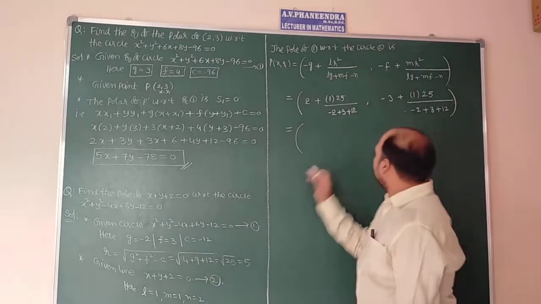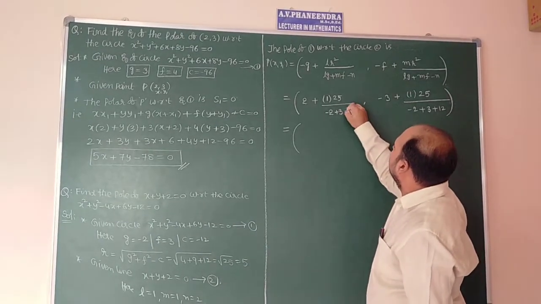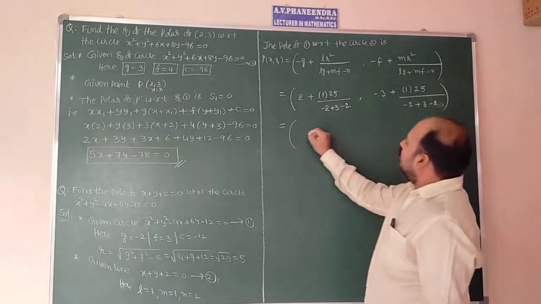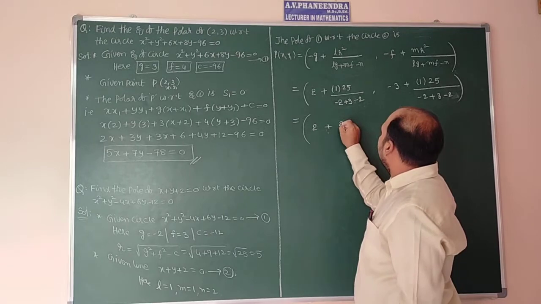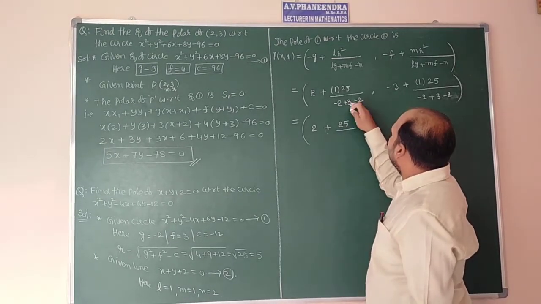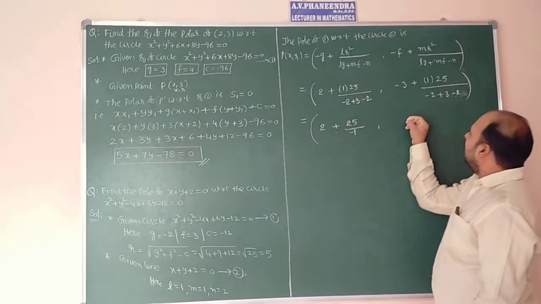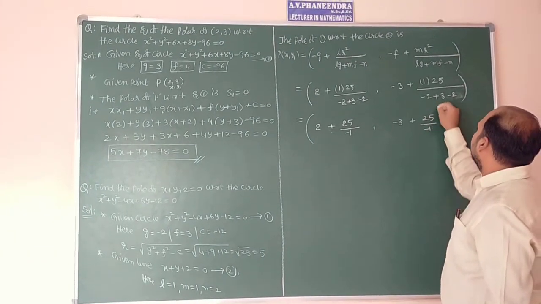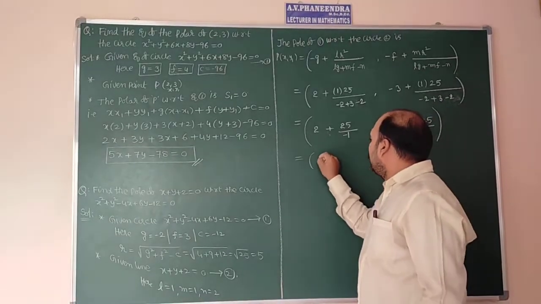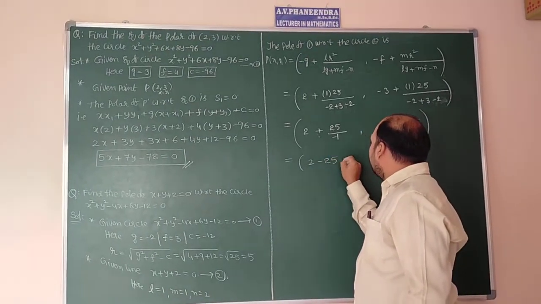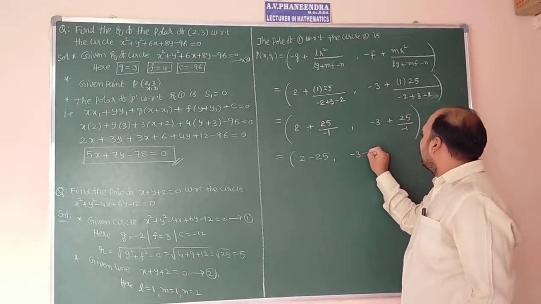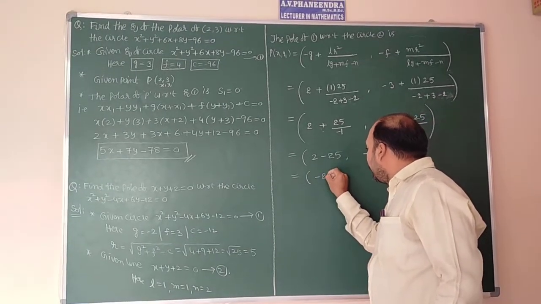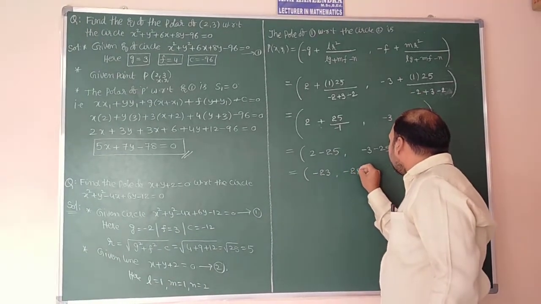Minus n means n value is 2, no? So it is minus 2. It's not minus 12. Minus 2. Here also minus 2. So 2 plus 25 divided by minus 4 plus 3, which is equal to minus 1, comma minus 3 plus 25 divided by minus 1, which is equal to 2 minus 25, comma minus 3 minus 25, which is equal to minus 23, comma minus 28.